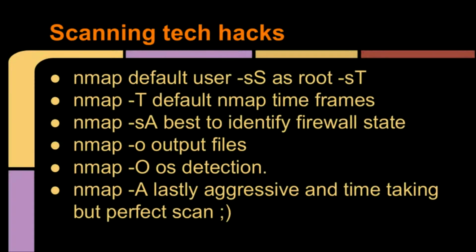Nmap -O, capital O, is used for OS detection, to identify the OS of a system. You can identify it with nmap -O. And nmap -A is lastly the aggressive, time-consuming but perfect scan. Nmap -A will gather as much information as possible from that host. So it's not recommended to run nmap -A on the first attempt. You should try service version gathering, then ping and all, and lastly try nmap -A to gather the complete information.